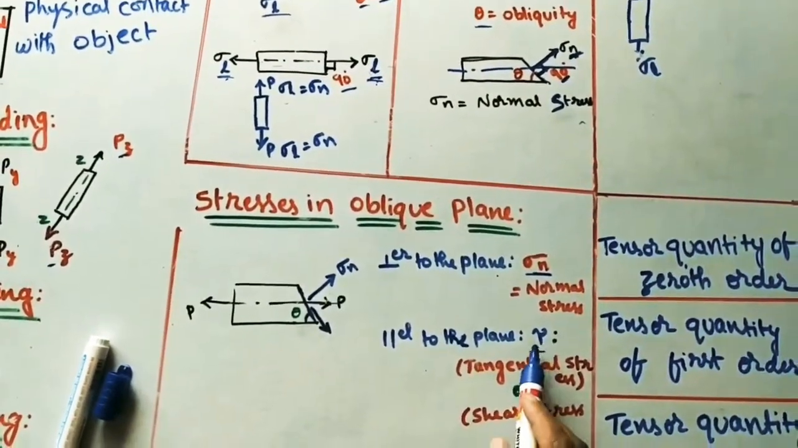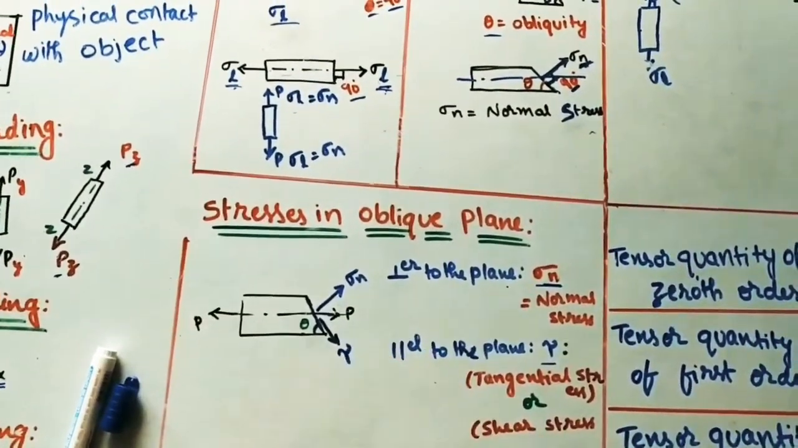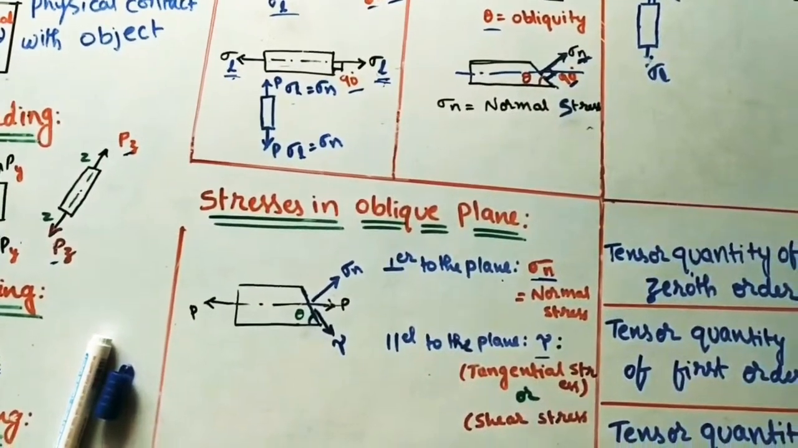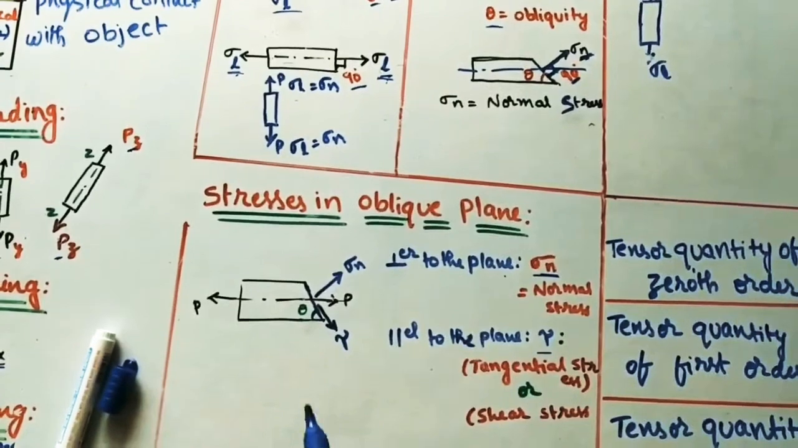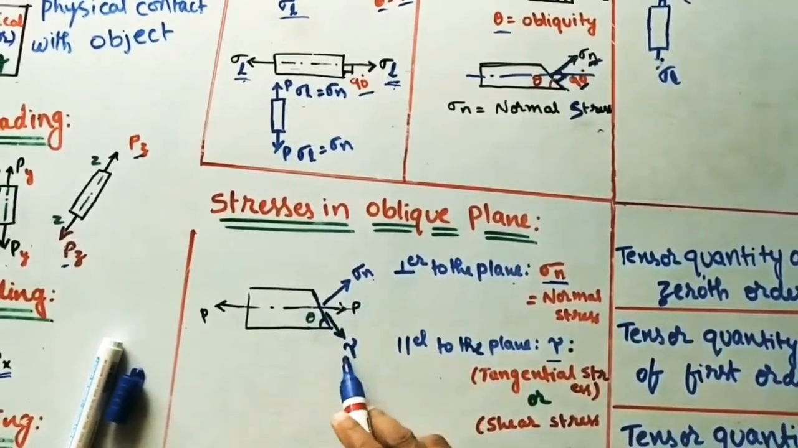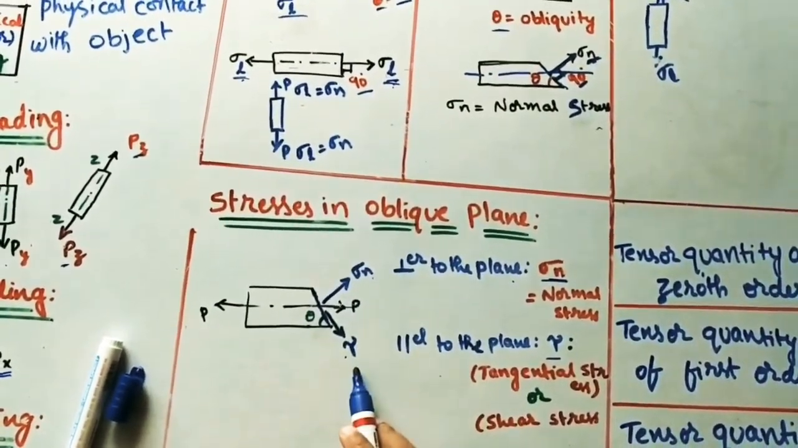The symbol for shear stress is tau. We can also call it tangential stress because it acts tangentially to the surface. For any oblique plane, two stresses develop: normal stress and tangential stress.